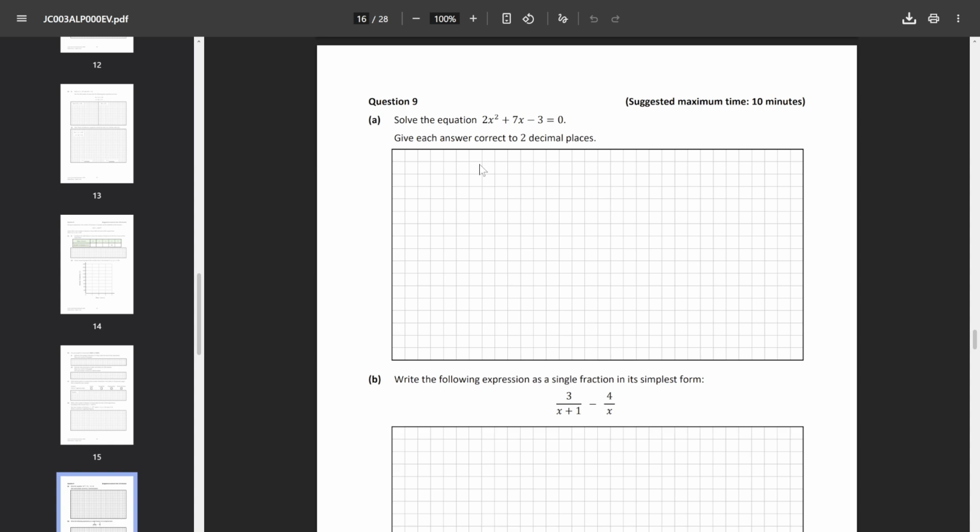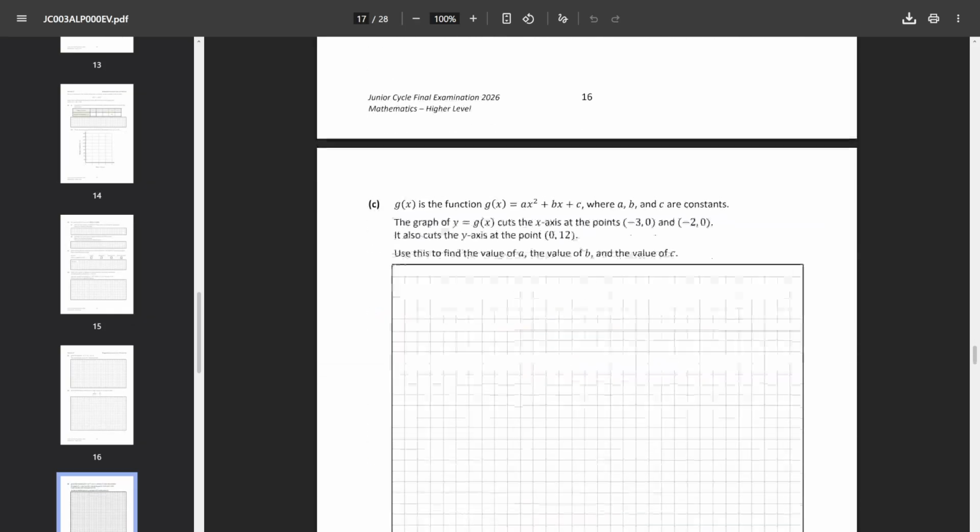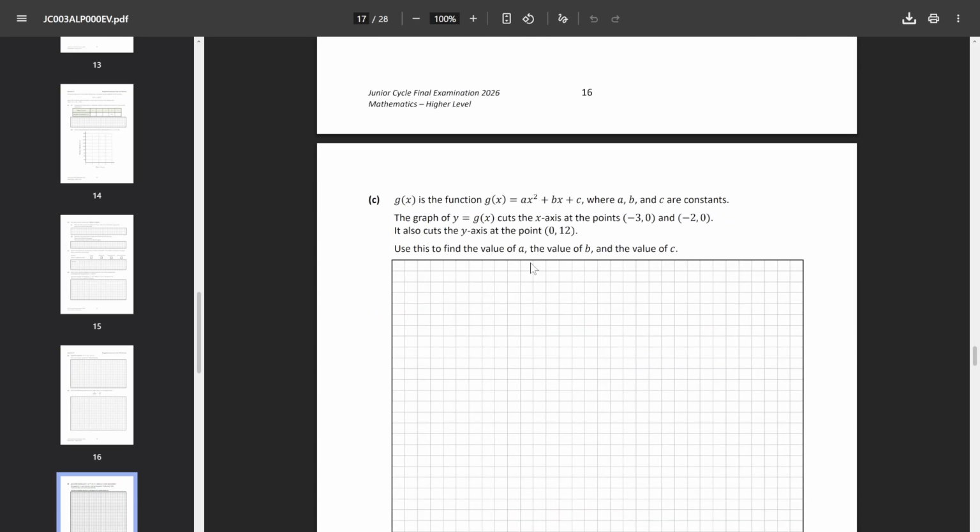Again, two questions like you should have expected to come up. These are pretty common things to have been asked about. Solving a quadratic is actually pretty nice, and writing something as a single fraction is pretty easy to do a lot of the time. And then this question popped up for whatever reason.